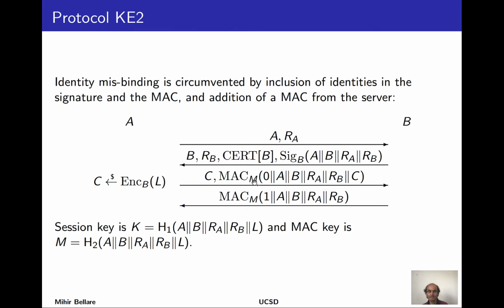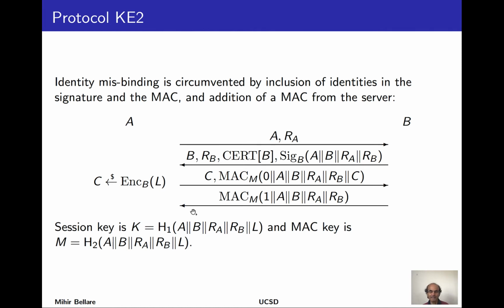And that continues. When the MAC comes across from Alice, it will include in its scope the names of the parties. And it turns out it's also important to add a confirming authentication from B, which is a MAC including the names of the parties, because otherwise you can kind of do identity misbinding again.